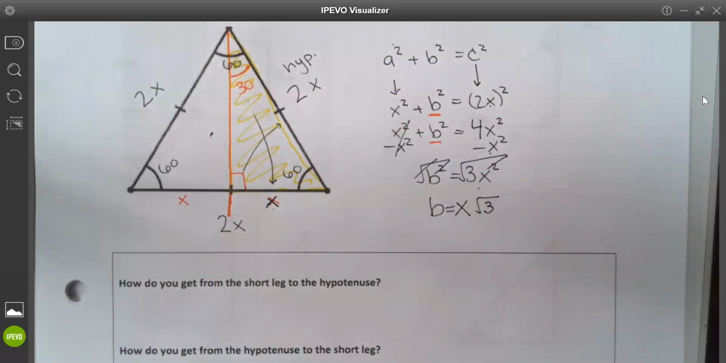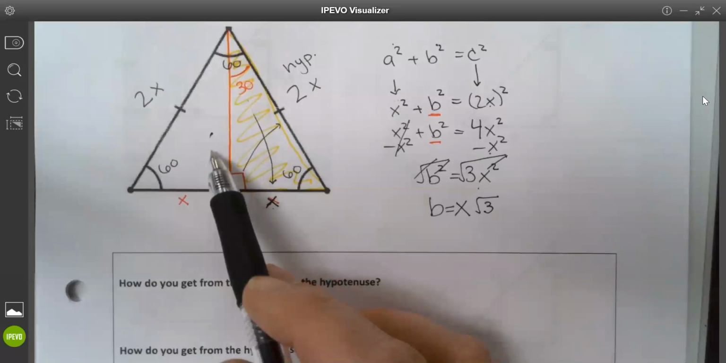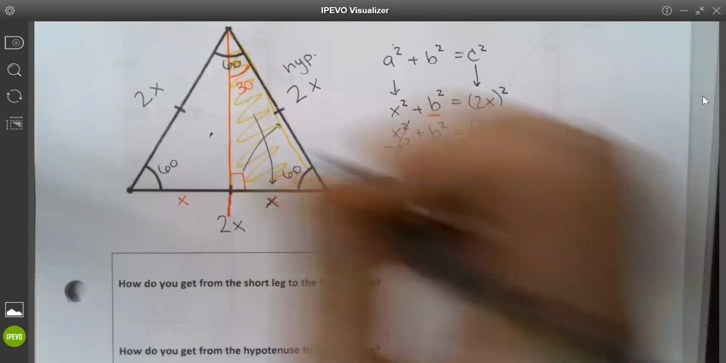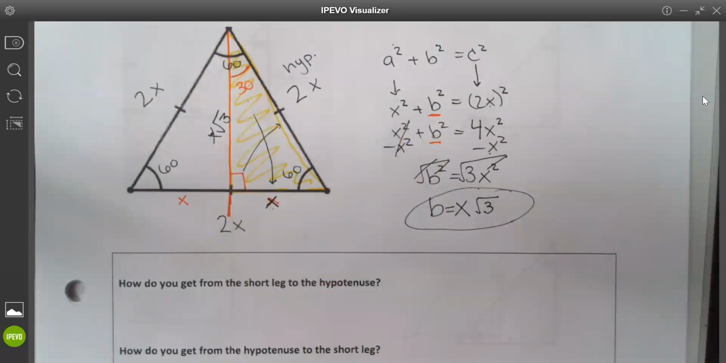Now, would you be able to do that on your own? Probably not. This is kind of just discovering why this relationship exists between our 30, 60, 90 triangles. So I have x, 2x, and this missing side we just solved for is x rad 3. Okay, this is our second special right triangle.